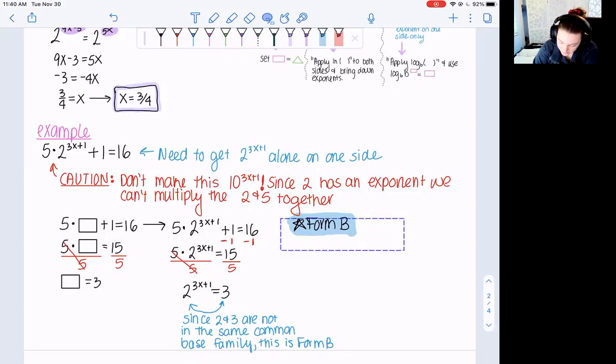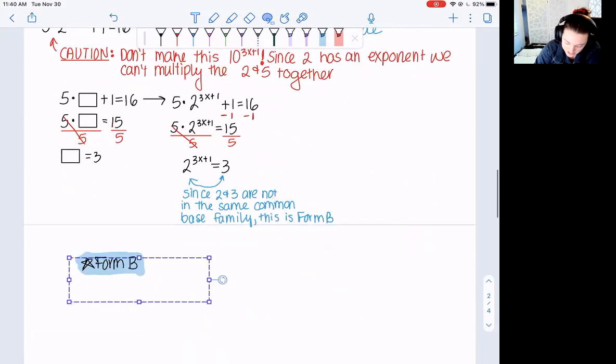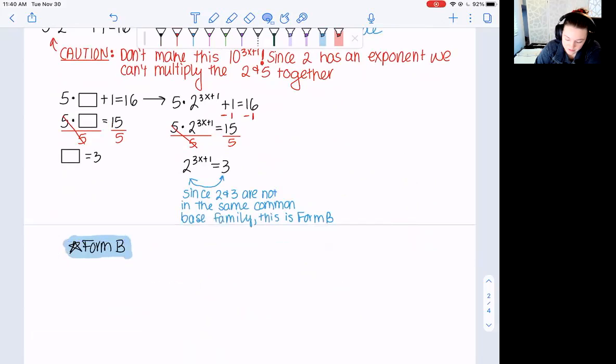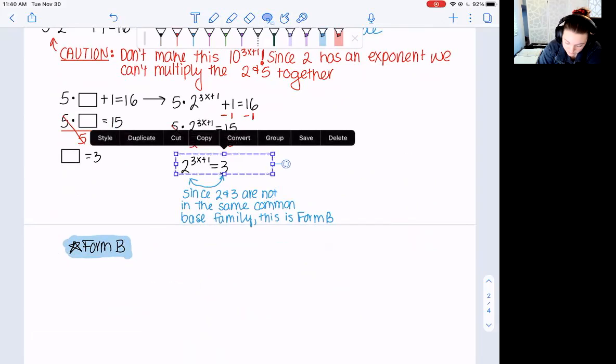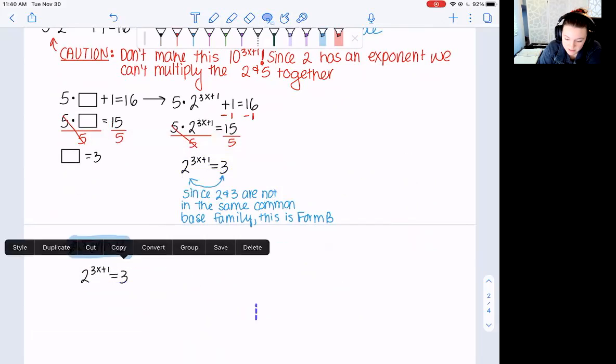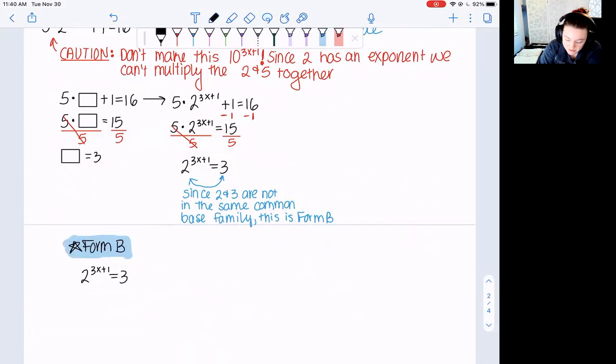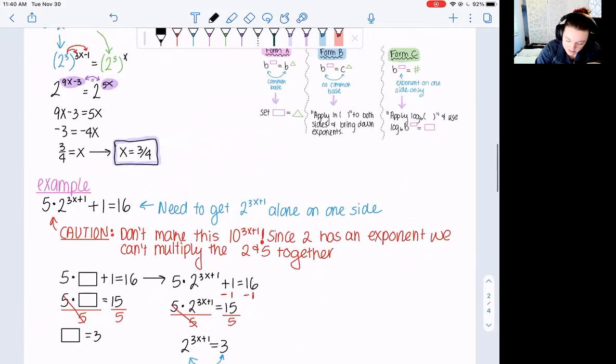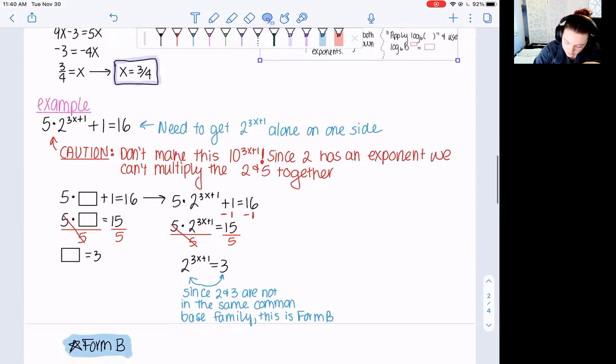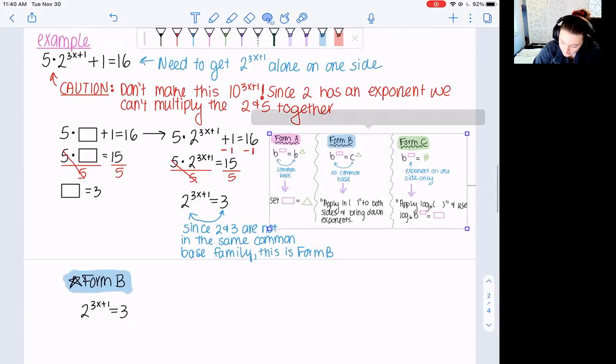And this is actually just going to have to flat out go on the next page. There's just not going to be room. All right. So this is Form B. That means we need to take the logarithm of both sides, the logarithm base 2. With Form B, you're supposed to apply... I meant Form C.